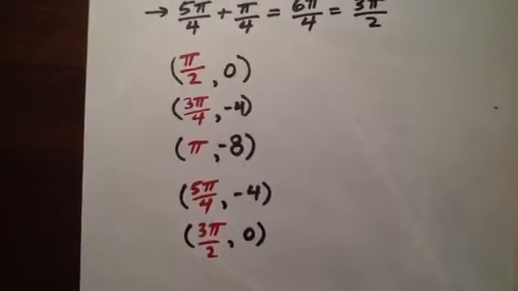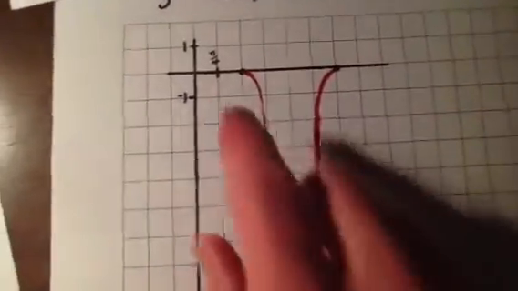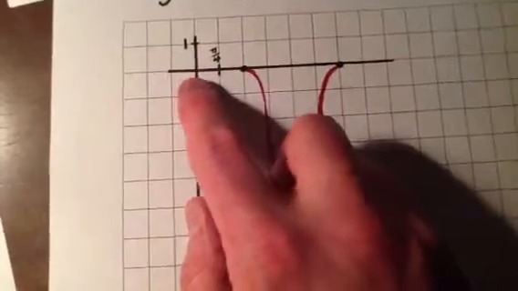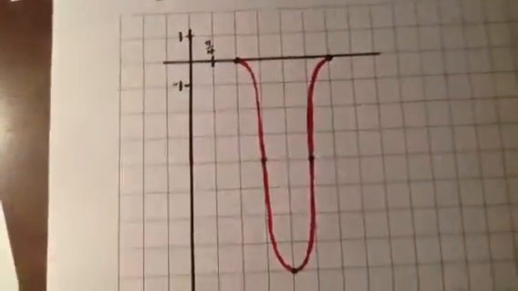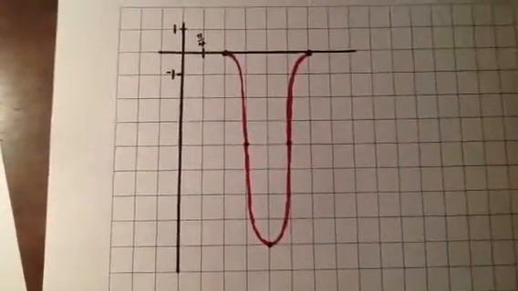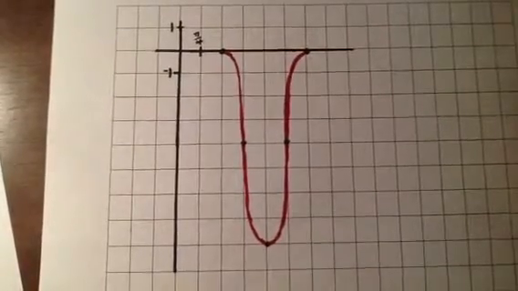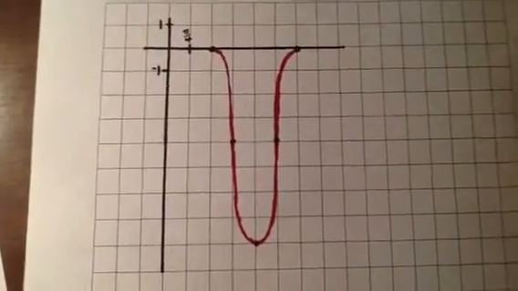And so therefore, we can plot our 5 points. Our first point is pi over 2, 0. So we have to come 2 squares over from the y-axis. We can plot the remaining points and draw an appropriate looking cosine curve.